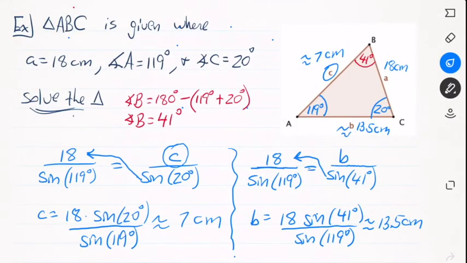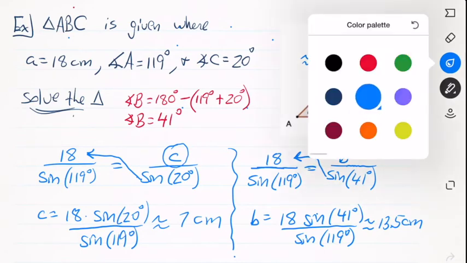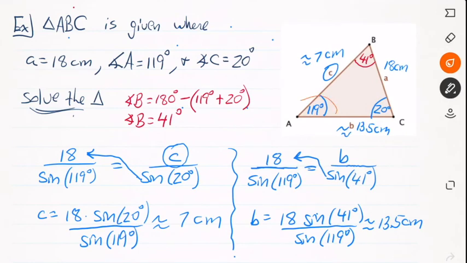Now, I forgot to say on this one, when we're given side A, angle C, this is the setup for, let me do it in a bright orange, angle, side. So this was an example of angle, side.